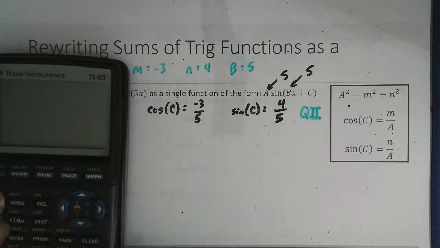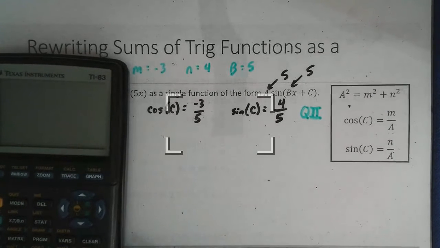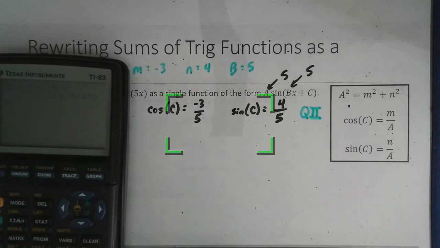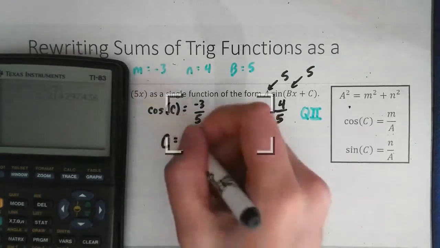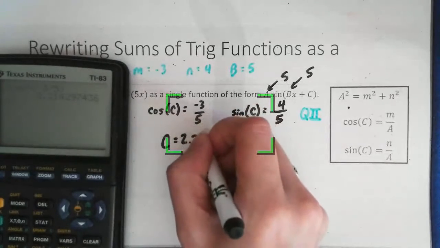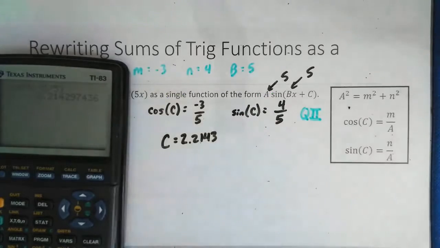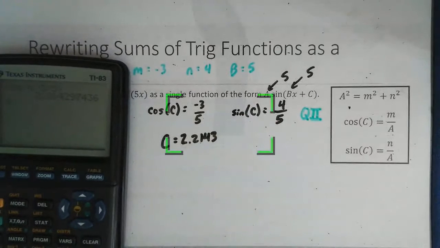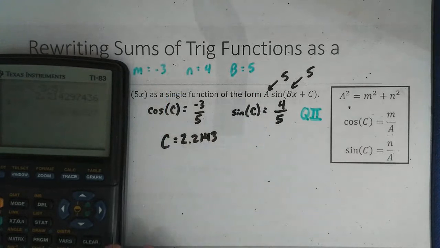So I'll solve this first one. The inverse cosine of -3/5. I'm getting c is equal to 2.2143. That is in quadrant 2 because quadrant 2 goes from pi over 2, which is 1.57, to pi, which is 3.14. It's between those two, so I know I have the right answer.